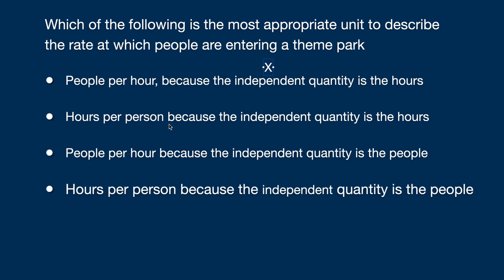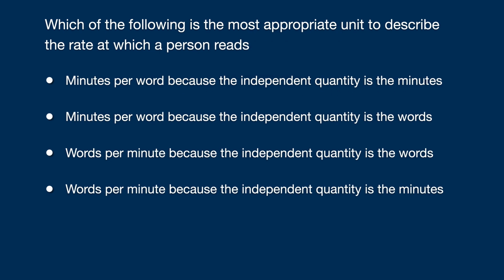Hours per person, that doesn't make much sense. People is the dependent, because remember, X is independent, and X is also always the time if you're graphing over time. So we're going to go with people per hour is what we're going to measure. Like, is it 1,000 people that come in per hour, 2,000, 10 people per hour, because the independent quantity is the hours.